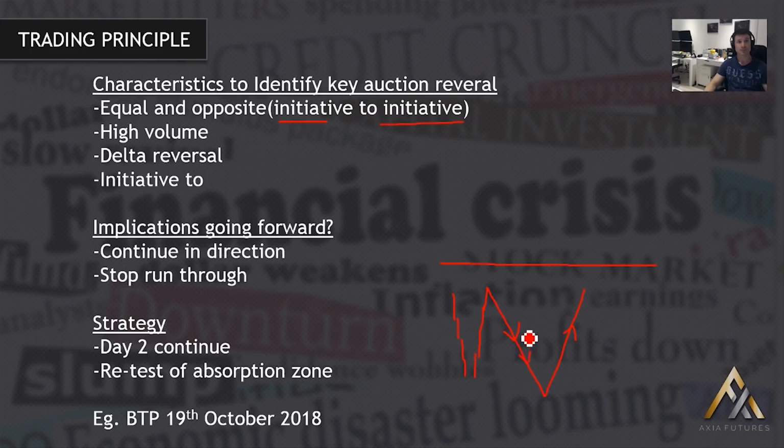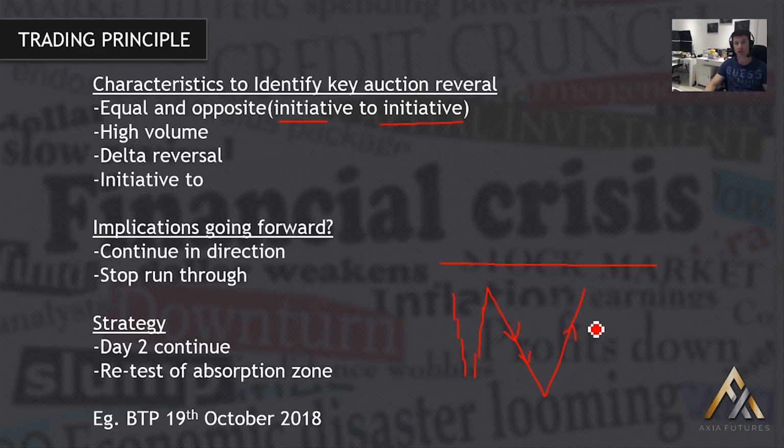Now, when there tends to be initiative, which is high volume in nature, very aggressive, you don't see much responsive from the other side. In other words, there's a very big volatile move in one direction because no one is willing to provide the liquidity to that initiative. Now the equal and opposite looks similar.